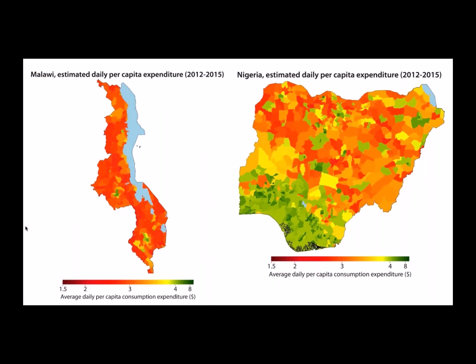Malawi on the left is one of the poorest countries in the world by most measures, including per capita GDP, whereas Nigeria is much better off, especially in the south, which is more developed and has richer natural resources. Our hope is that maps like these can help to guide decision making for the people who are out there working to make a difference in these places.